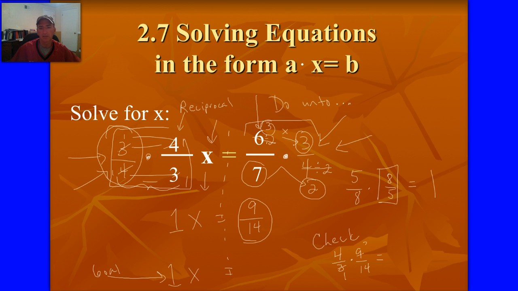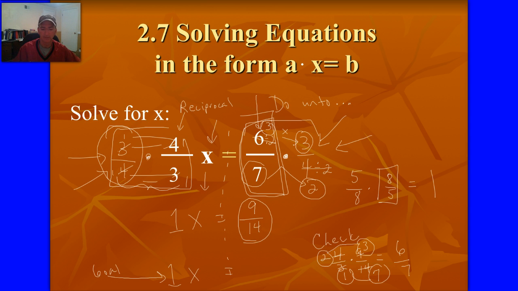3 goes into 9 3 times. 4 and 14, that can divide out. 4 divided by 2 is 2. 14 divided by 2 is 7. If I multiply 2 times 3, I get 6. 1 times 7, I get 7, which was what this said up here. That 4/3 times x is 6/7. I know that's a lot of writing on the screen there for you.